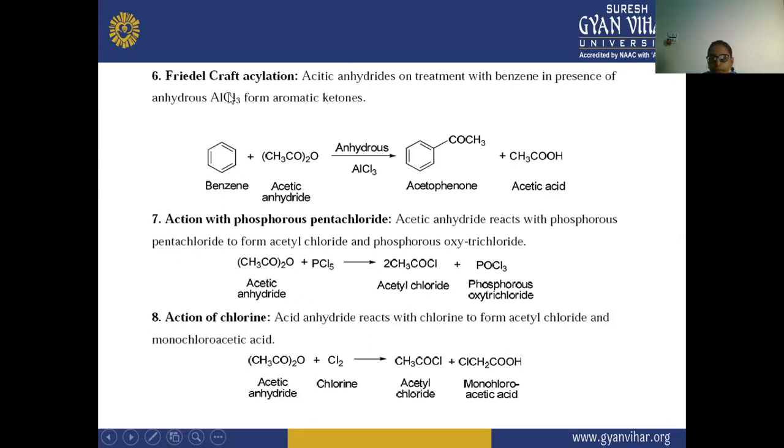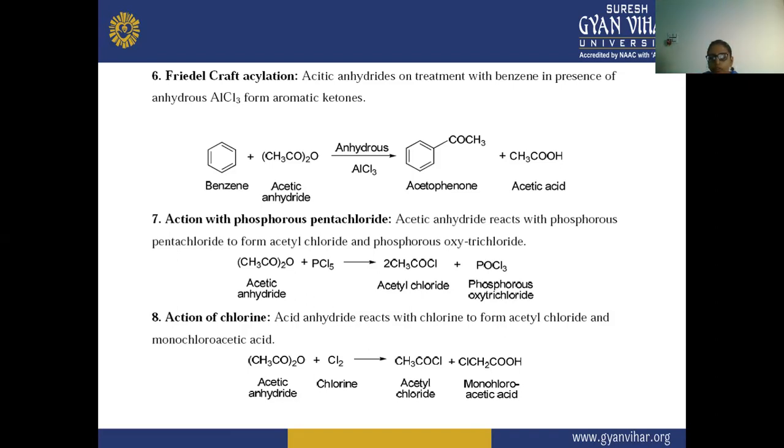So here, in the Friedel-Crafts acylation, the acylation is happening on the aromatic hydrocarbon, or you can say the benzene, and this Friedel-Crafts acylation occurs in the presence of the catalyst, anhydrous aluminum chloride. When this anhydrous AlCl3 is present in the reaction of benzene plus acetic anhydride, acetophenone plus acetic acid is formed here.